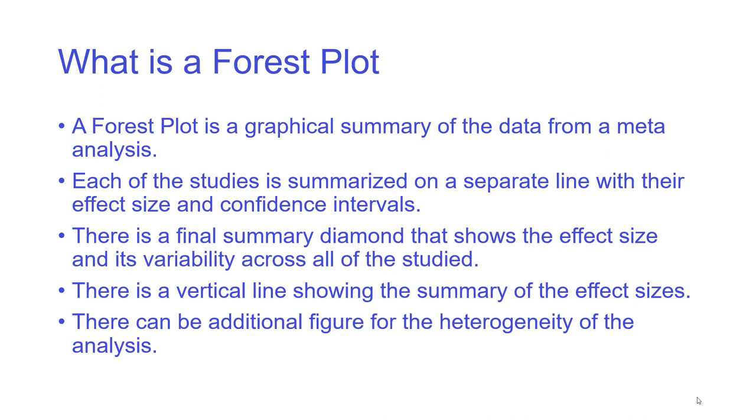Each of the studies is summarised on a separate line with their effect size and confidence intervals. There's a final summary which will usually be represented as a diamond showing the effect size across all the studies. And there's a vertical line showing a summary of the effect size. Sometimes you have a second dashed line if you've got heterogeneity.